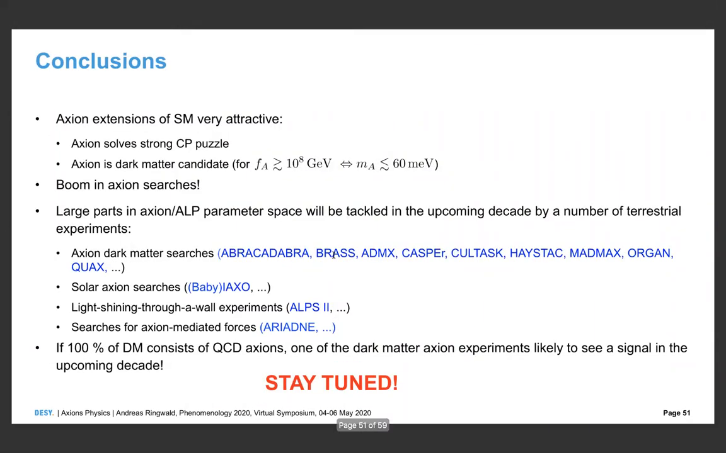So, conclusions. I think axion extensions of the standard model are very attractive. There is a boom in axion searches. A large part of the axion-ALP parameter space will be tackled in the upcoming decade. And if 100% of the dark matter consists of QCD axions, I think one of the dark matter axion experiments is likely to see a signal in the upcoming decade. Stay tuned.